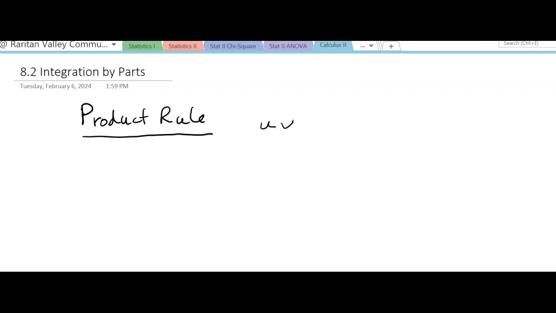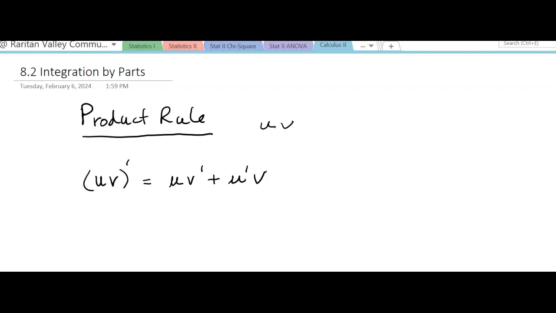Function u, function v. So if I have those two functions multiplied together, and I want to take their derivative, well, remember, u v prime plus u prime v, however you want to set it up. But as long as you multiply the derivative of one by the other and then do the opposite, you've got your product rule.